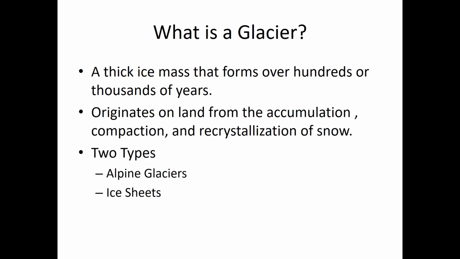There's two types of glaciers: Alpine glaciers, which are found in high altitude or mountainous valleys, and ice sheets, which are large sheets that cover continents. So ice on water is known as sea ice. It's not a glacier. Only ice on land is known as a glacier.